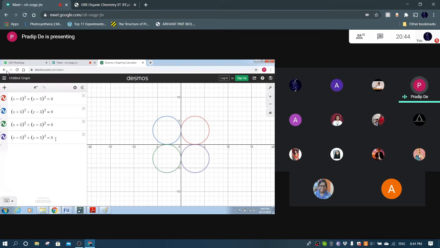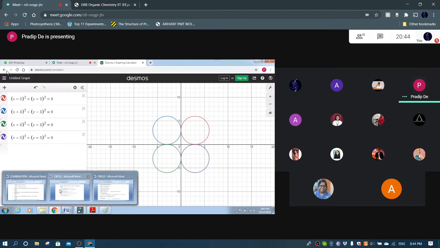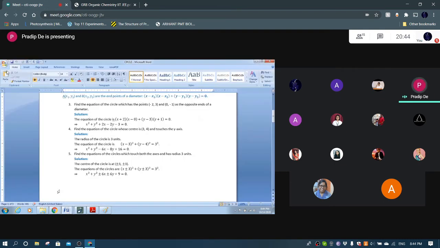There are 4 answers. If you want to write these 4 answers together, I have written the answer here. x plus minus 3 whole square plus y plus minus 3 whole square is equal to 3 square. In fact, there are 4 such equations. So when you expand, you get x square plus y square in all the cases, plus minus 6x plus minus 6y plus 9 equal to 0.